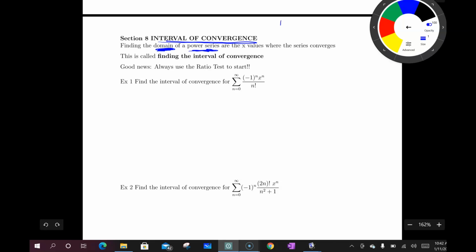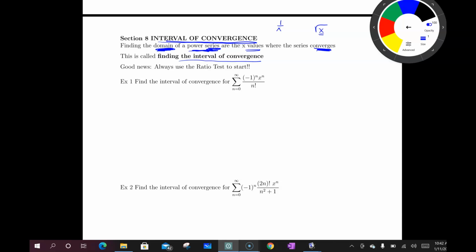So before we had functions like 1 over x, we'd say, oh, the domain's where the x doesn't equal 0, right? Or if I had something like root x, we'd say the domain where this is bigger than or equal to 0. So what is good about a series? Well, things that are good for a series is when it converges. So that's what the domain of the power series are going to be. I'm going to be finding the x values where this series converges. All right, so that's called the interval of convergence.